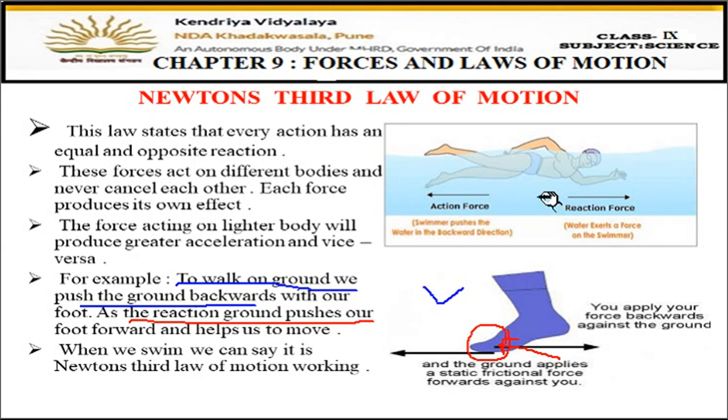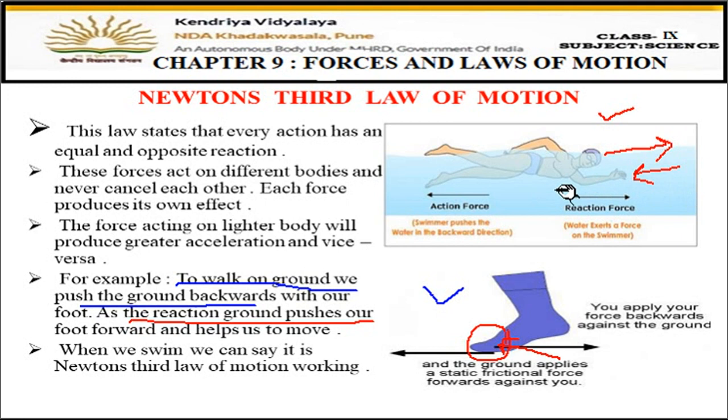Now, in the first diagram here you can see that a person is swimming. So this swimming is also possible on the basis of the third law of motion. You can see here that the swimmer is exerting pressure on the water, and the water is also exerting pressure on the swimmer. But both the action and the reaction are in opposite directions, and they never cancel each other's effect. So this is the action force which is given by the water. Water is applying an action force on the swimmer.